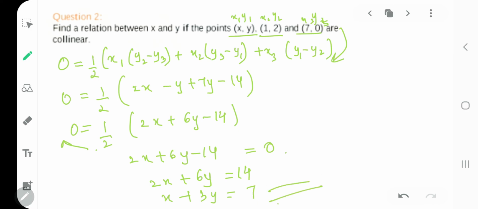That will work. So the relation between x and y is such that x and 3 times of y will add and give you 7. Clear?